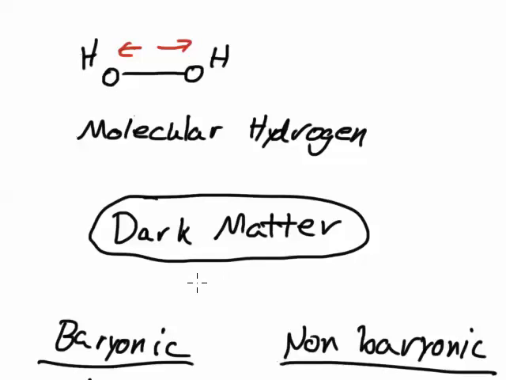So here's my conjecture. It's that the dark matter that they're looking for is actually just molecular hydrogen, because we have no means of detecting molecular hydrogen. Not if it's completely by itself. If it's not around oxygen, it's pretty stable. It's going to just stay there until something bothers it.